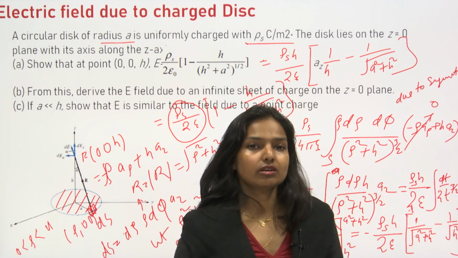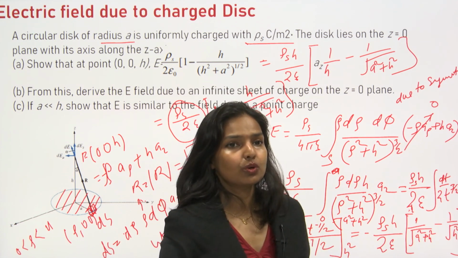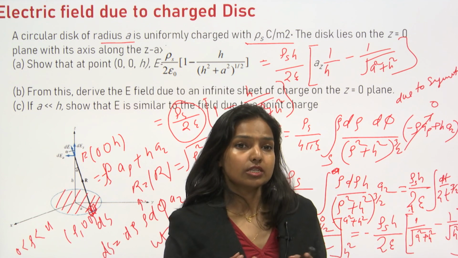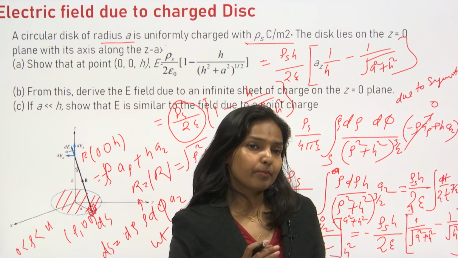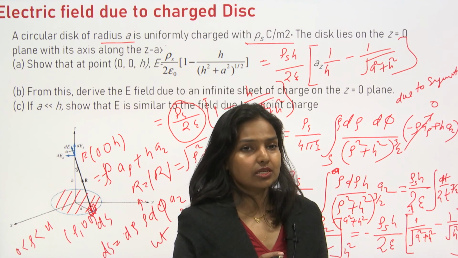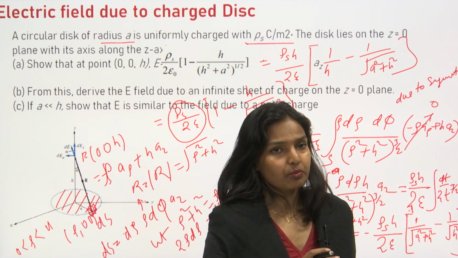So this is all about today's class, in which we have found the value of electric field due to an infinite sheet of charge as well as a finite disk, which is a kind of surface charge density. So we have seen how to find the electric field in such type of problem.